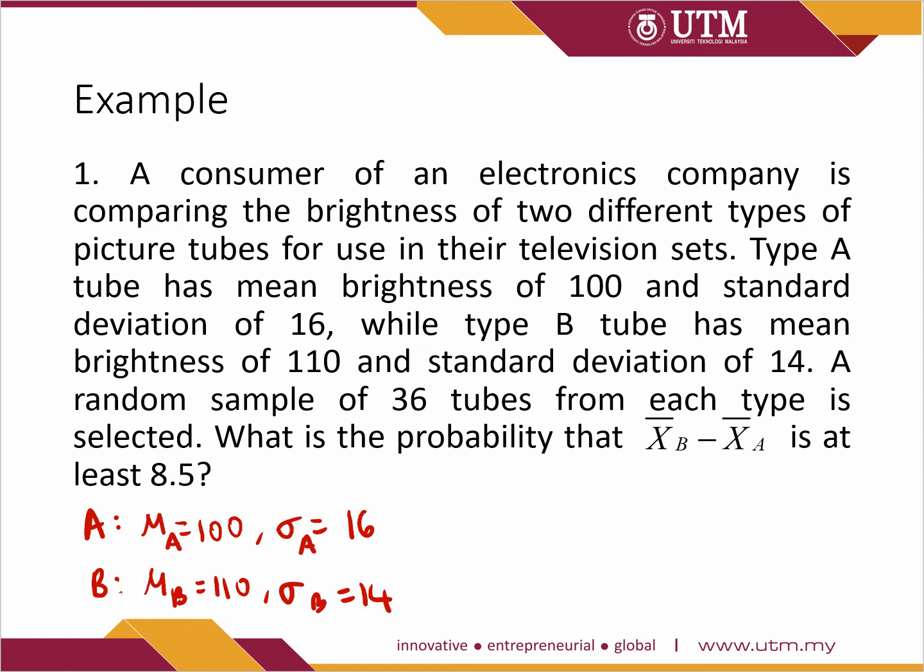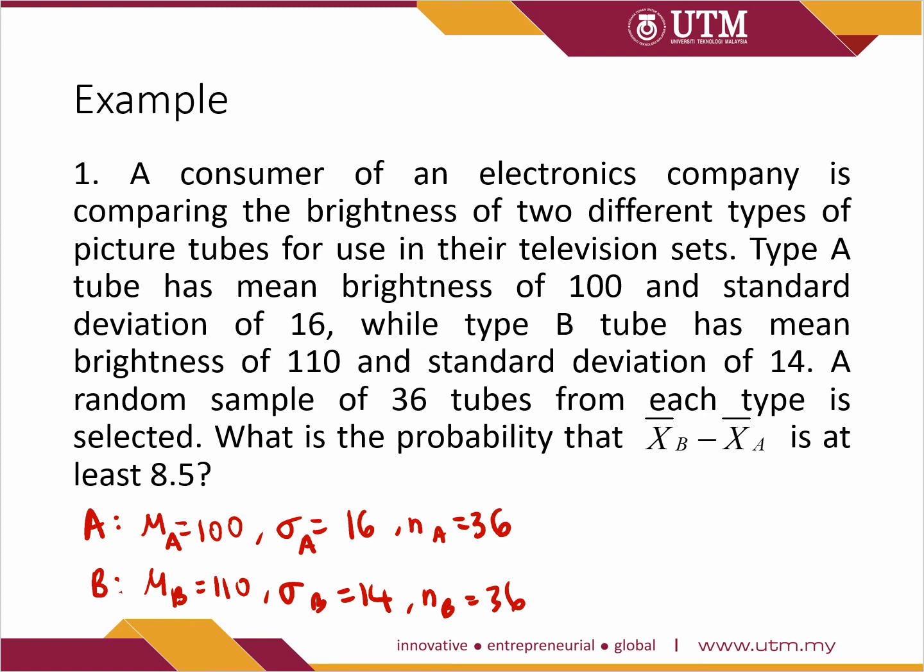And a random sample of 36 tubes from each type. So nA is equal to 36. Same goes for nB, the sample size is 36. So what is the probability that the difference of two sample means, sample mean B minus sample mean A, is at least 8.5? So this follows a normal distribution.